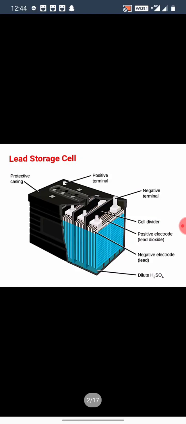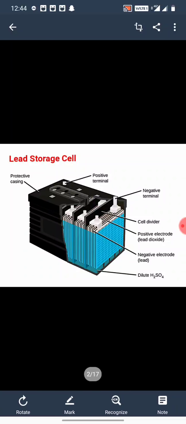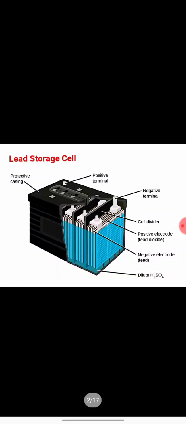Here you can see is the picture of the lead storage cell, and I hope by looking at this picture you can easily recall where you must have seen this battery. Can you recall, children? If you cannot, let me remind you that this battery is the same battery which is used in automobile engines, which is used in inverters. So now I hope that you can very easily resemble this diagram with the batteries which you have seen at your home. So let us see what are the components of this battery.